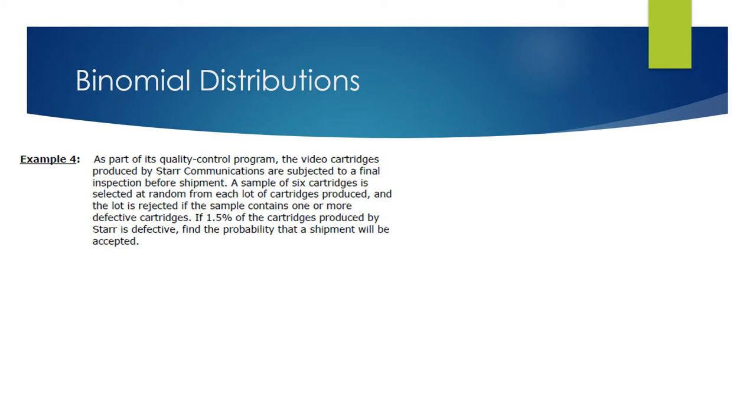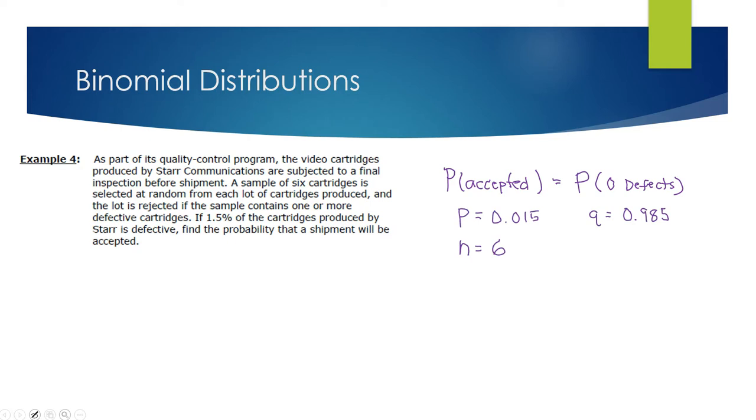So for this, the probability of being accepted means that it's the probability of having no defects. If it has one or more defects, it's rejected. And this is out of six cartridges, so N is going to be 6. P is 0.015 because that's 1.5% written as a decimal. Q, of course, would be 1 minus that, which would be 0.985.